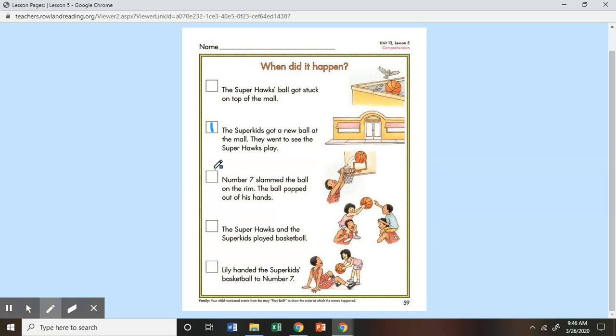All right, the next thing that happened, number 2, would be when they slammed the ball on the rim and it popped out of number 7's hands. Then it got stuck, number 3. Lily gave the Superhawks their new ball. And the last thing is that they played basketball together. All right, so check and make sure that you have those numbers in the correct order.